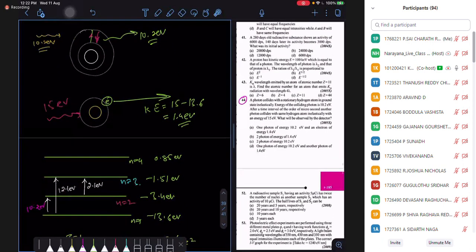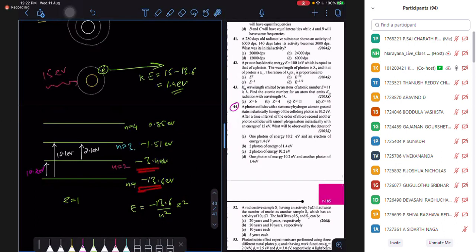So these four levels you should remember: 13.6, 3.4, 1.5, and 0.84. And these three energy differences are going to be useful in problem solving.